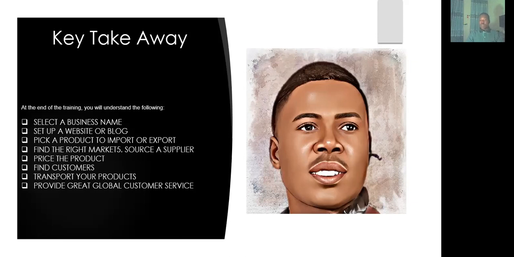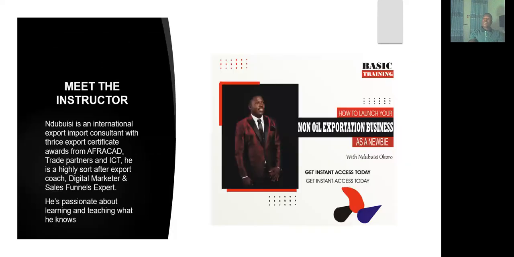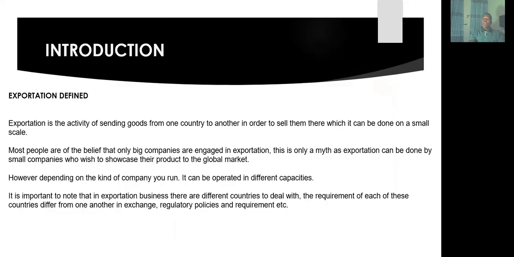Next is to price the product so you can have a good, fair price that will suit you. Then the next one is to find customers who need this product. You already have your product, and you can get customers through your social media, which is your website or your blog or social media presence. Then the next is to transport your product. Once you have finished transporting your product, you now render a great global service.